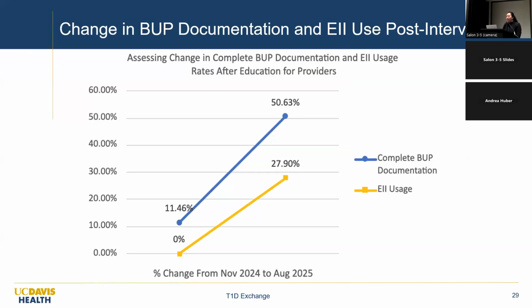Over the 9 months after the intervention, we assessed change in the complete backup plan documentation and the usage of Epic's insulin instructions after we provided this education. We saw that our Epic insulin instructions usage increased from 0 to 27.9%, so there was some variable engagement there. But overall, after re-educating on what a complete backup plan was and what it should consist of, the complete documentation of both an active basal insulin prescription and instructions for the patients in an ABS increased significantly.